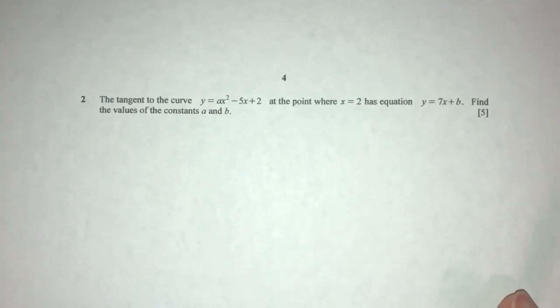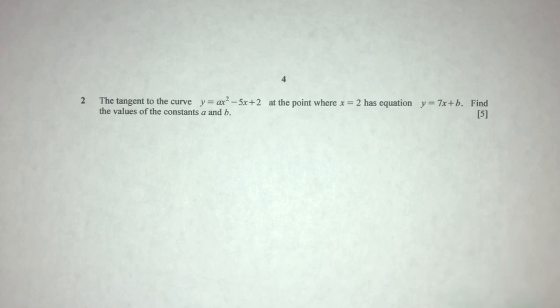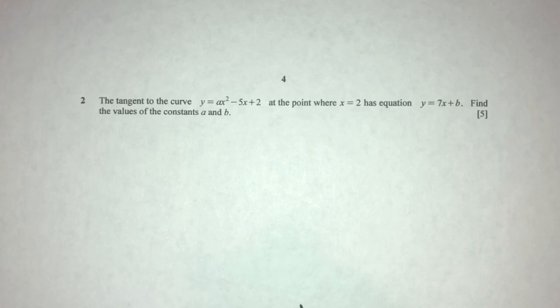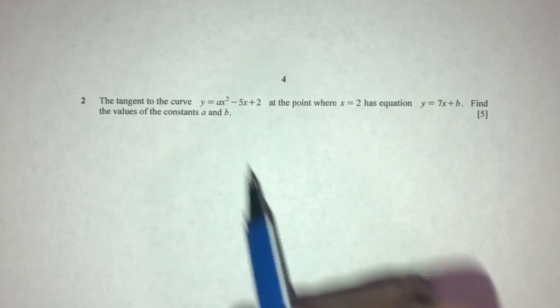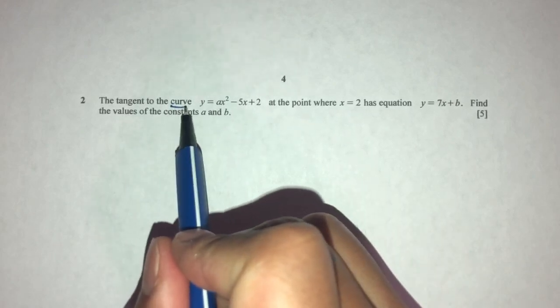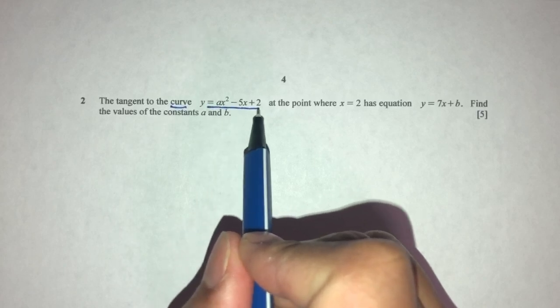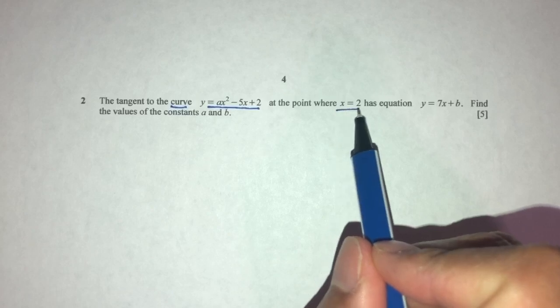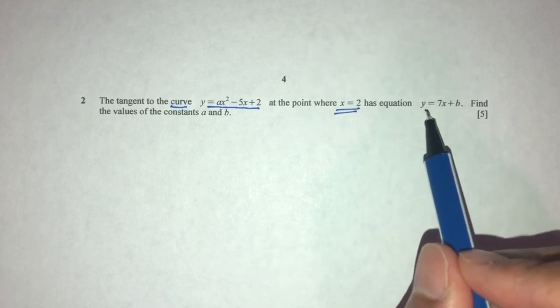Now let's move on to question number 2. So here we have a tangent to the curve. This one is a tangent to the curve. Okay. At the point, so this is my curve, by the way. This is the curve, y equal to ax squared minus 5x plus 2. At the point x equal to 2, has equation this.